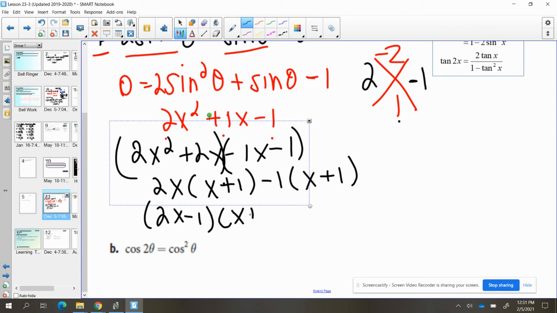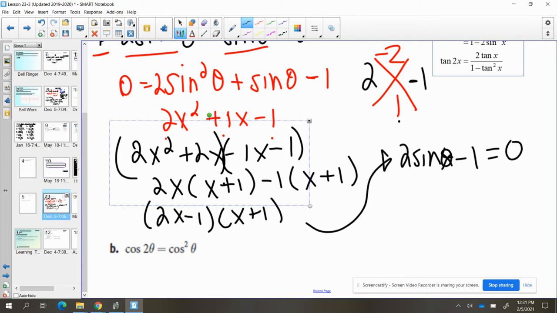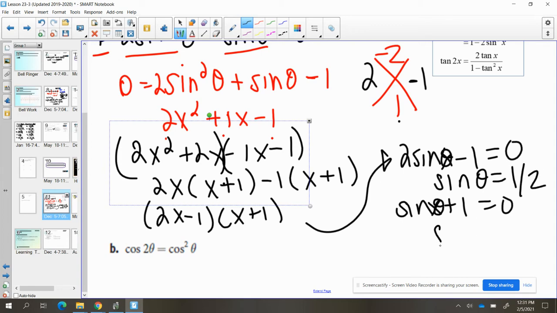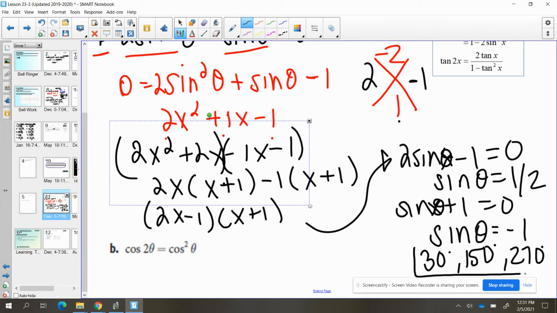which means our signs, we're looking at where does 2 sine x, or sine theta, I guess we should say, equal 0, and where does 1 sine x plus 1 equal 0. Oops, we'll say theta. So where does sine of theta equal 1 half? And where does sine of theta equal negative 1? Okay, so that would be 30 degrees, 150 degrees, and 270 degrees for where it's negative 1.